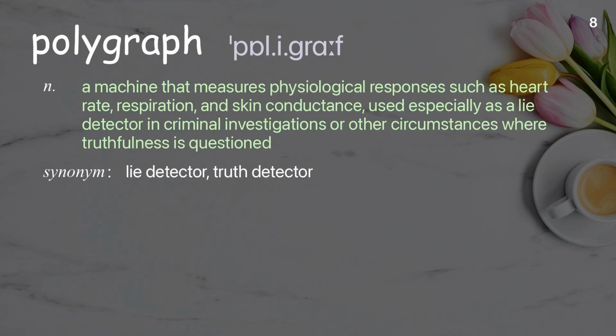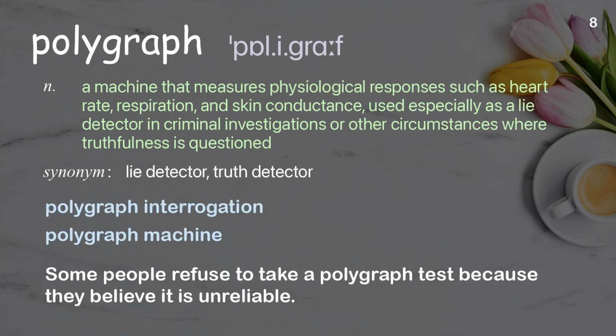Polygraph. A machine that measures physiological responses such as heart rate, respiration, and skin conductance, used especially as a lie detector in criminal investigations or other circumstances where truthfulness is questioned. Examples: Polygraph interrogation. Polygraph machine. Some people refuse to take a polygraph test because they believe it is unreliable.